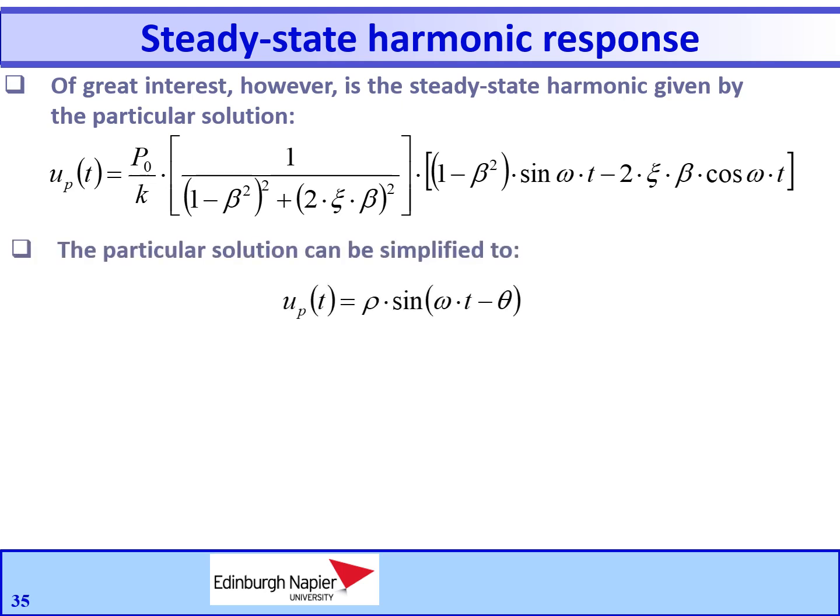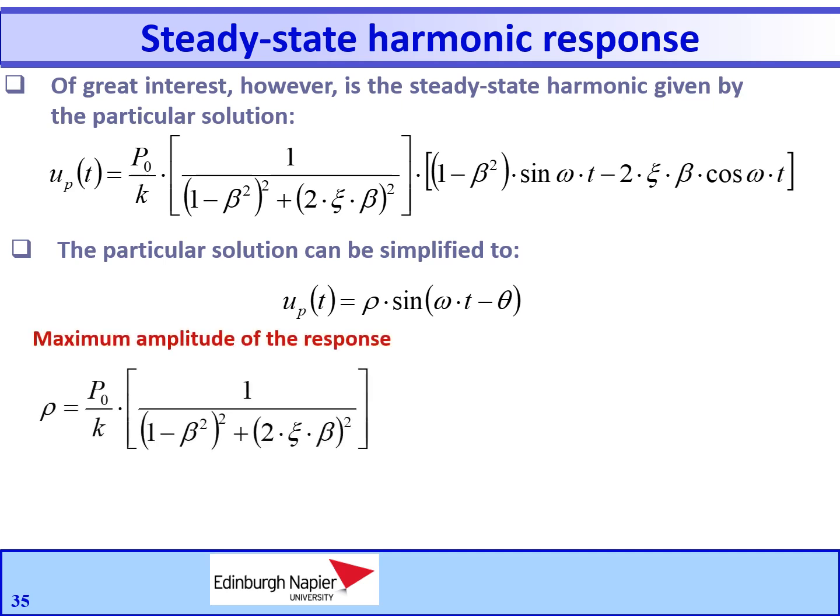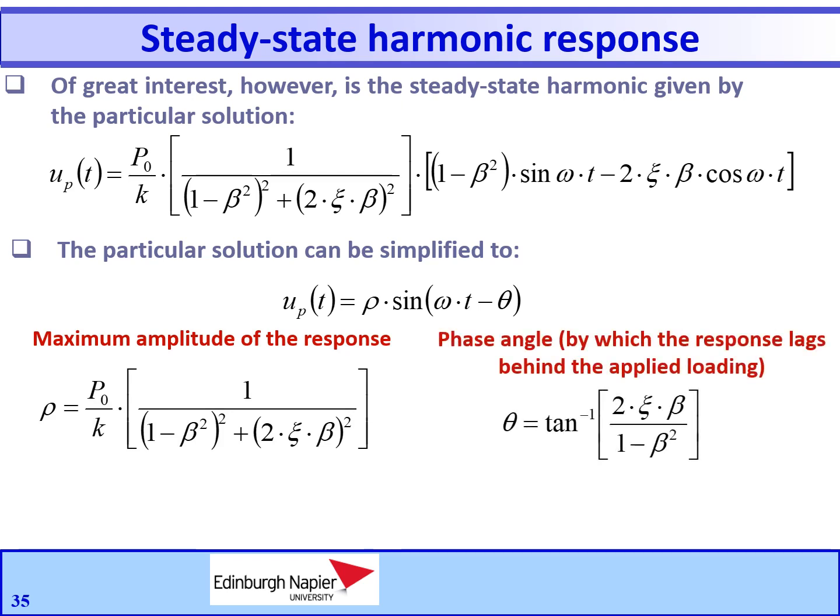The particular solution can be rewritten in a simplified form, expressed as a function of the response amplitude ρ and the phase angle theta. The ratio P0 over K is the static displacement that controls the amplitude of the static deformation. The maximum value of the static deformation, P0 over K, may be interpreted as the static deformation due to the amplitude P0 of the force.